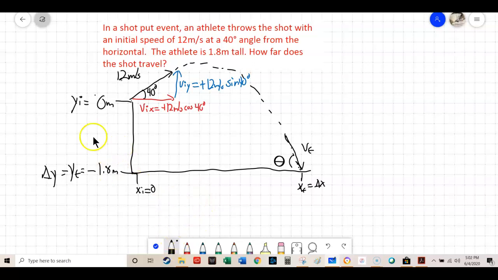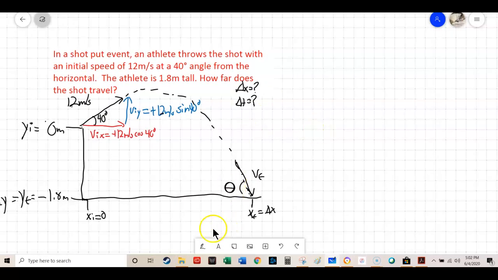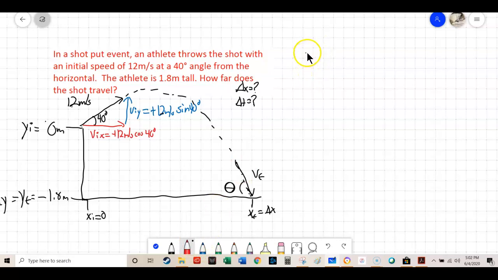All right. Well, we've got it pretty much graphed out, and we have all of our variables listed on here. Now we're going to need to find how far the shot travels. We need to find what delta x is. And really, again, we need to find out what delta t is. So let's list out our knowns and unknowns here. All right. Well, delta x is what we're trying to find.